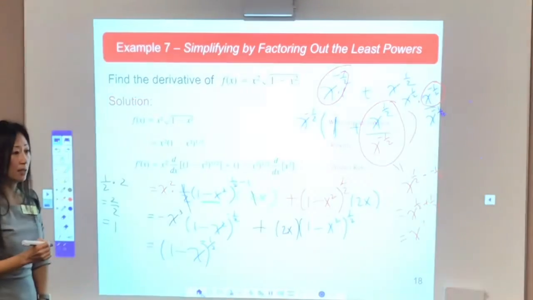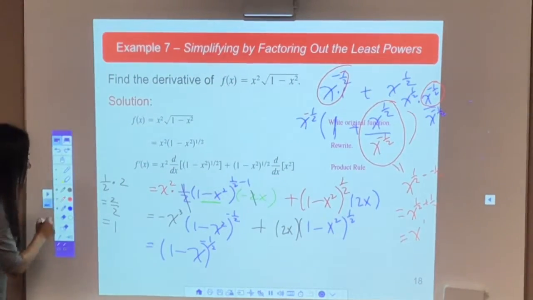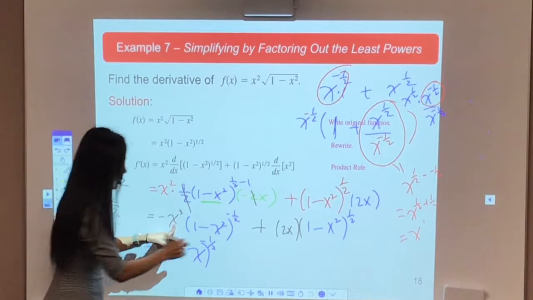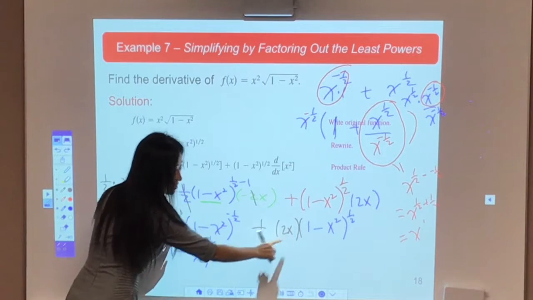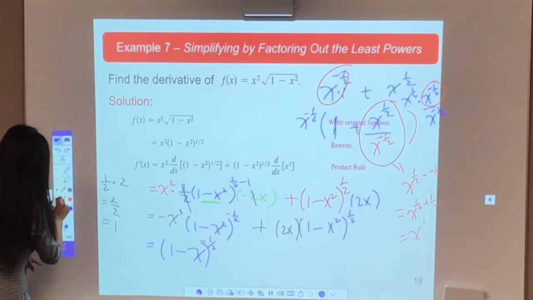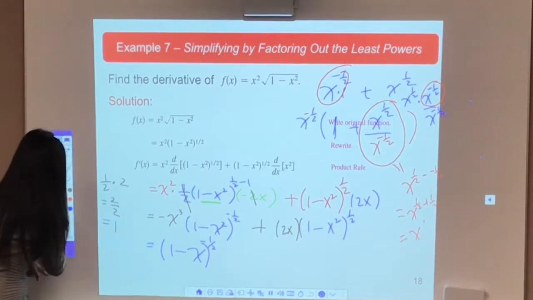Is everybody with me? Okay. What else can I factor out, by the way? This is x squared, and this is x. Can I factor out x also? Yeah. You don't factor out negative? Negative x squared.